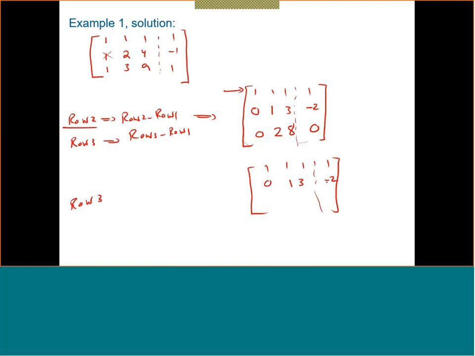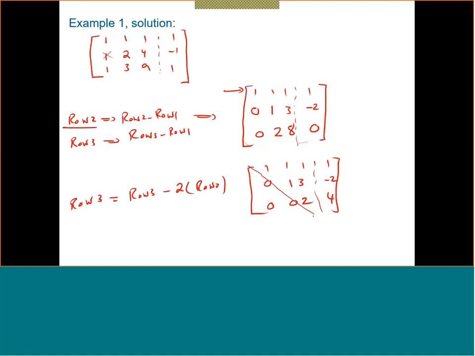So this is 0. 2 minus 2 is 0. 8 minus 6 is 2. 0 minus 2 times minus 2, which is 4. Now I have the matrix in the format I am really interested in. So now I'm ready to find the variables. I'm ready to find my unknowns.